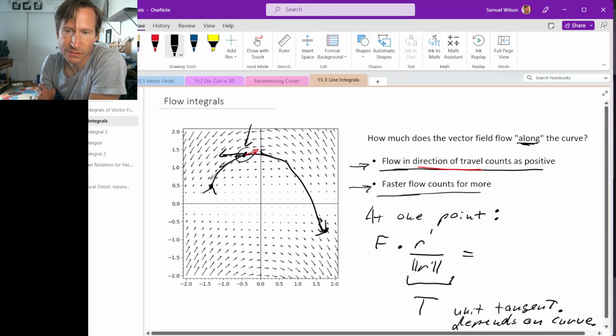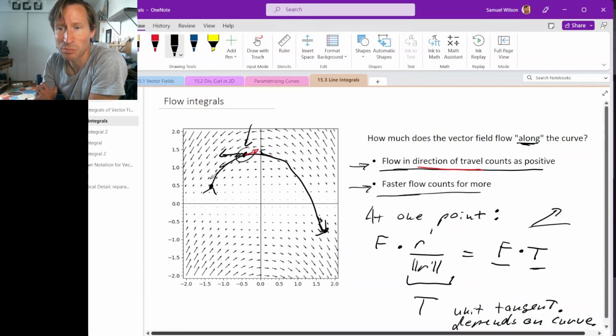Okay, so we're going to use F dot capital T as the dot product that will measure this at a single point. And just to check that it satisfies these two quantities, if F and T are pointing mostly in the same direction, this dot product will be positive, and that's what we want. If F and T are pointing mostly in opposite directions, then this dot product will be negative, which is what we were asking for, so that's good.